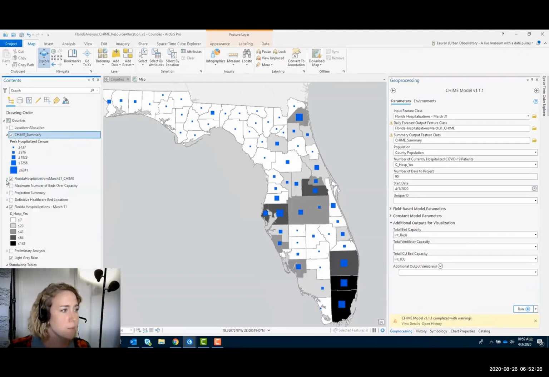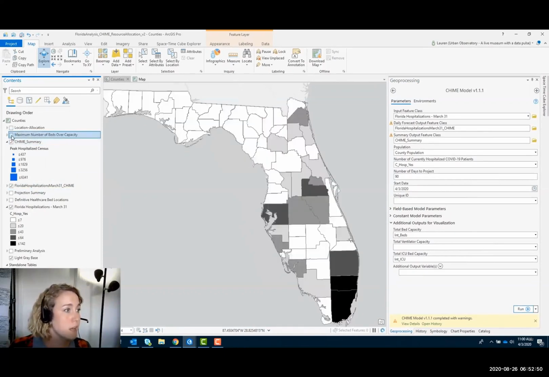So one of the outputs that we get here is the peak hospitalized census. So the larger the square here, the larger the number of people that is going to be hospitalized at that peak. And that's a really important variable for us to understand. That's essentially the demand.